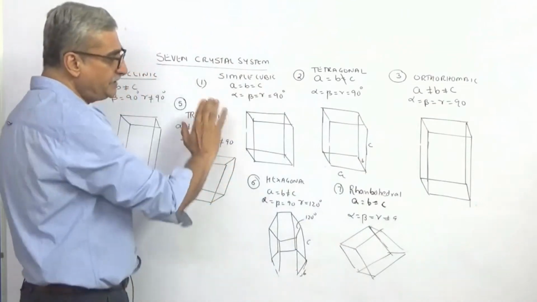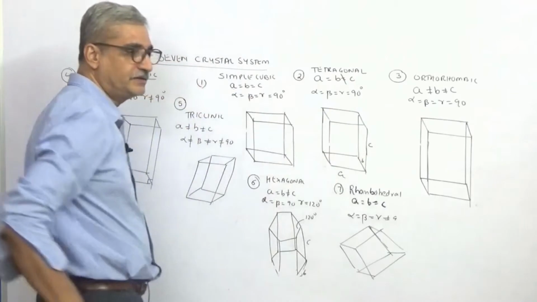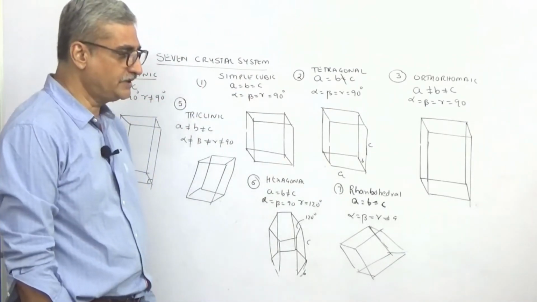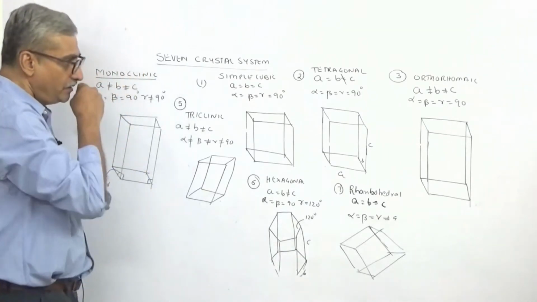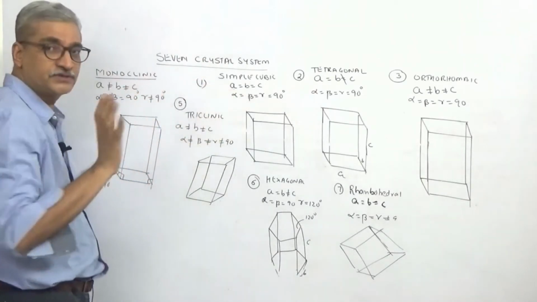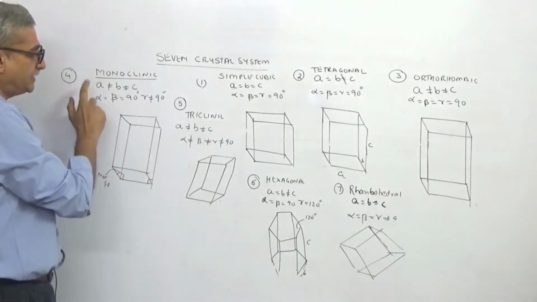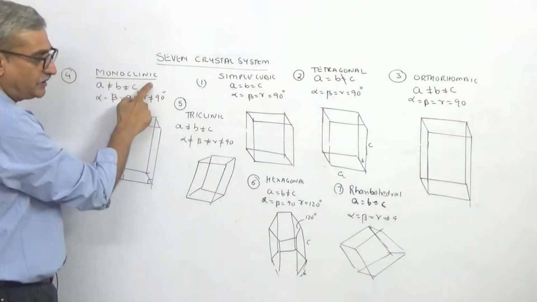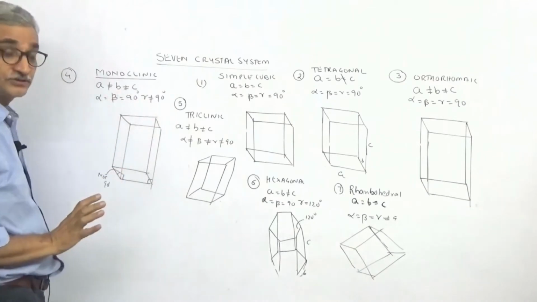So these were 3 cases, simple cubic, tetragonal, orthorhombic, where you should know that alpha is equal to beta is equal to gamma and that is equal to 90. So these are what you have to remember. I told you this is something you have to remember, there is no choice. Then the 4th one was monoclinic. Now you come across a situation where A not equal to B not equal to C is 2 cases, monoclinic and triclinic. So you should remember.